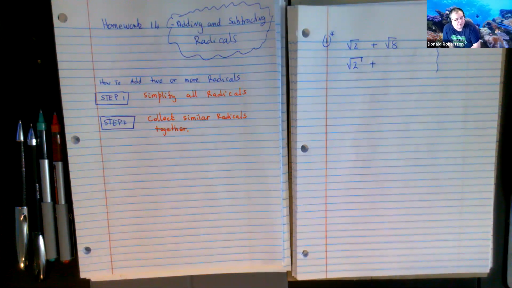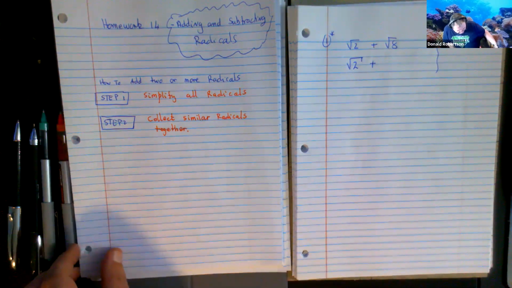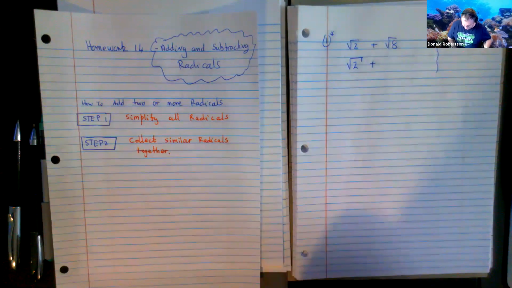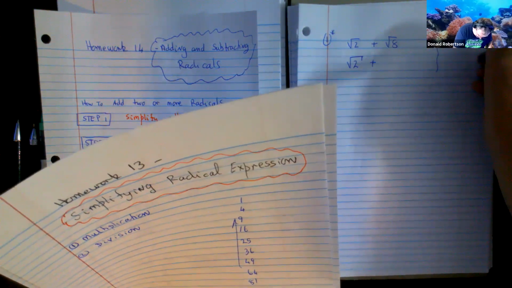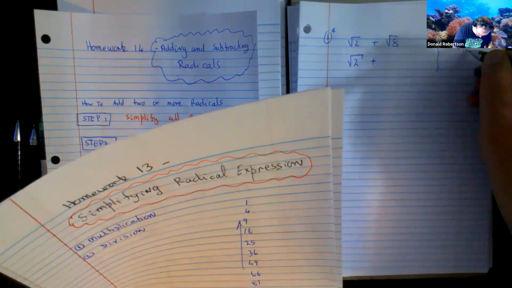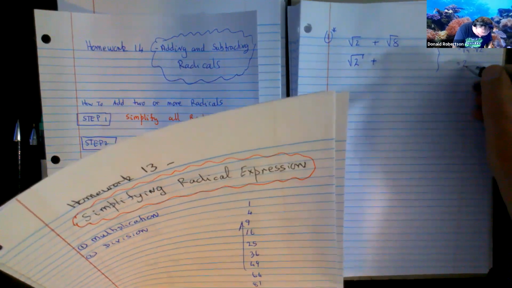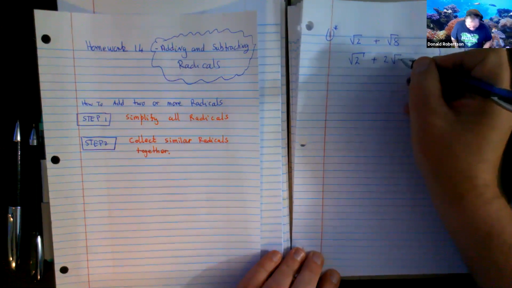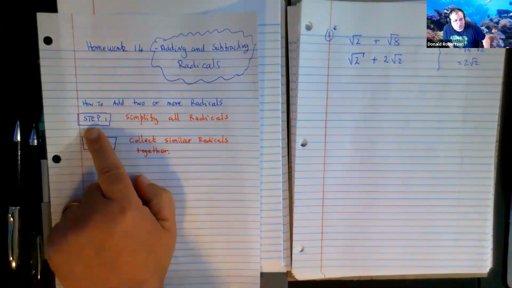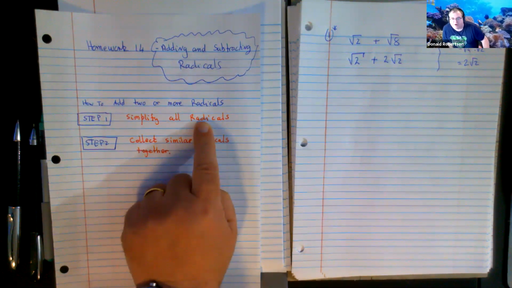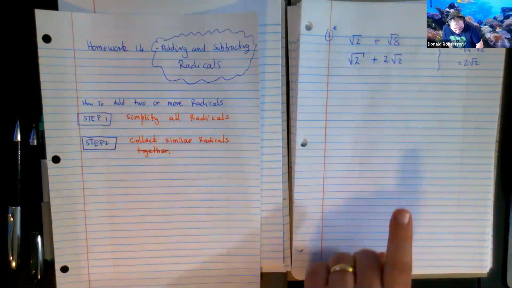How would you split the square root of 8 to simplify it? Square root 4 times square root 2. Okay. And the square root of 4 gets you 2, so 2 root 2. So this guy is 2 square root of 2's. So that's basically my step 1, right? Simplify all the radicals.